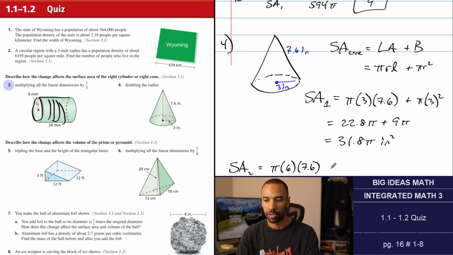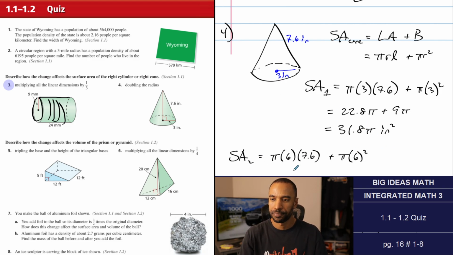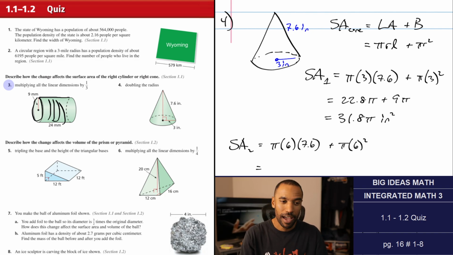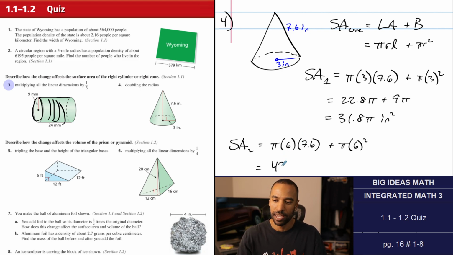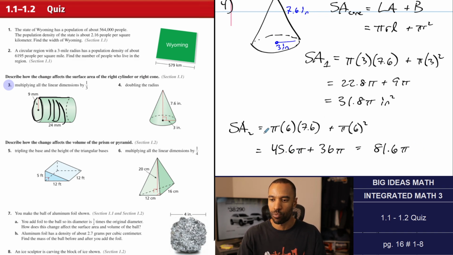So we're effectively doubling that. But then we got to square this one. Pi times 6 squared. Okay, so now this will become what? Well, double that. 22.8 doubled is 45.6. 6 times 7.6, 45.6. So 45.6 pi plus 36 pi, which gets us 81.6 pi. All right, we got to compare 31.8 pi to 81.6 pi.